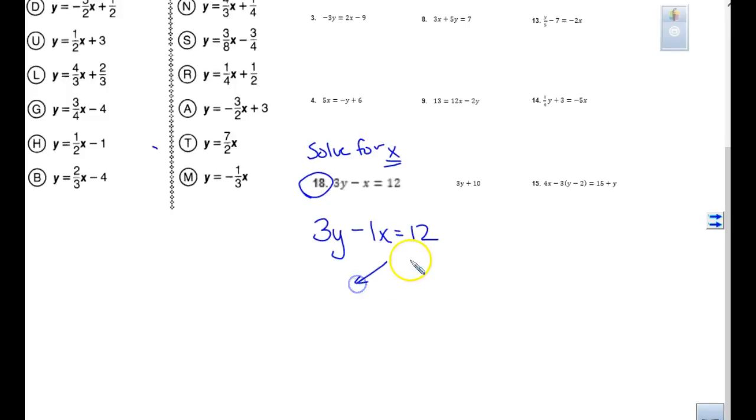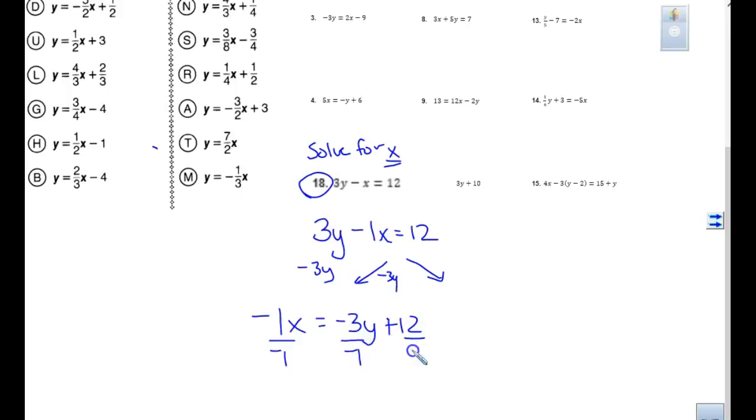One way of doing this is simply to subtract 3y first. Subtract 3y from both sides of the equal sign, right? And I would have negative 1x equals negative 3y plus 12. If you put 12 minus 3y, that would be correct also, right? But here's the thing, a lot of people make this mistake right here. They think this is the answer and they put x. You have to remember to divide by negative 1.